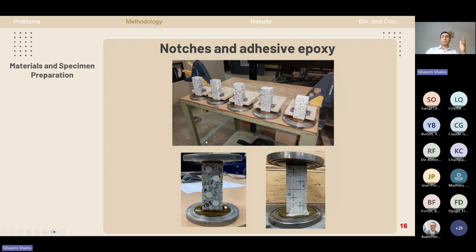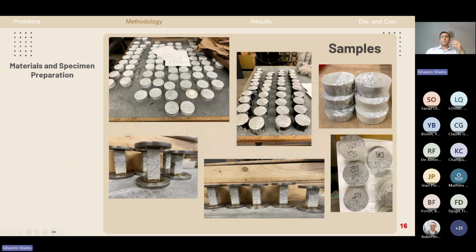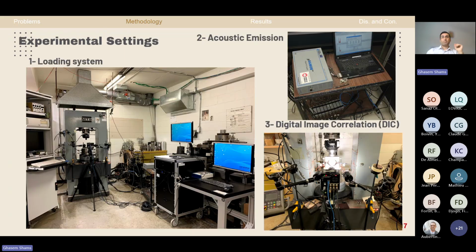And these are some samples of direct tensile tests we prepared. And this is a sample for direct tensile test and Brazilian tensile test. And you can see the speckle pattern over the surface that is needed for the DIC or digital image correlation technique. And this is the acoustic emission sensor attached over the surface of the Brazilian specimen. And this is an overview of some of the samples that we prepared and tested. Over 100 specimens were tested in this experimental program.